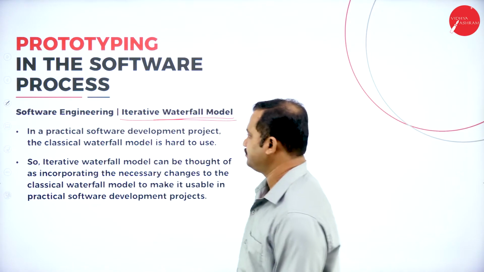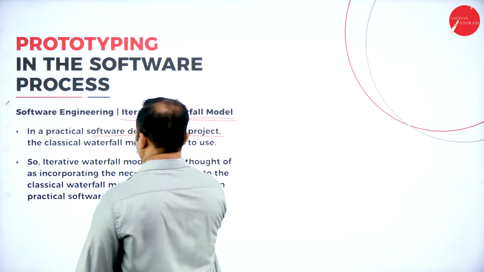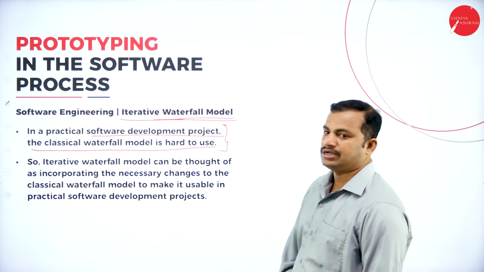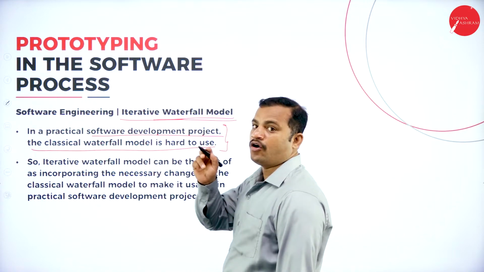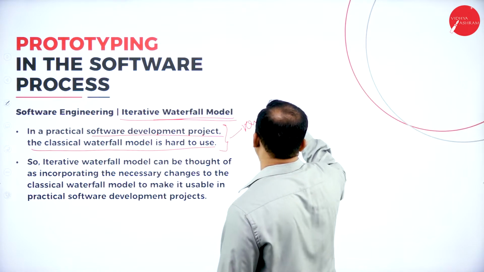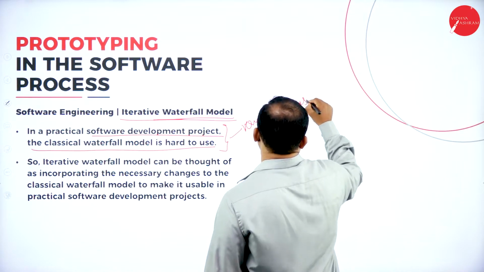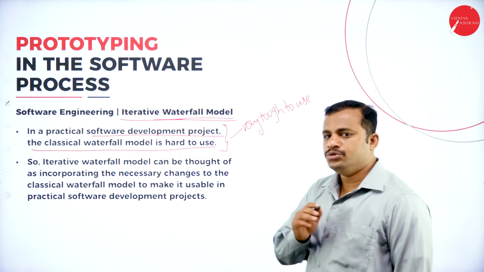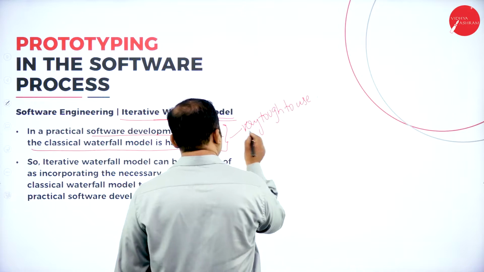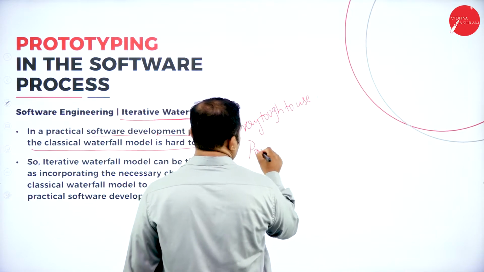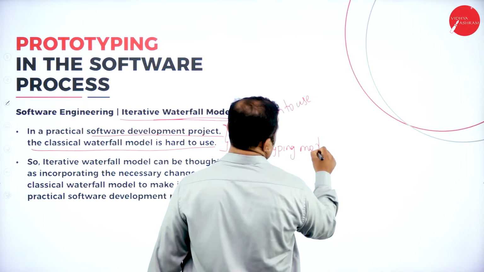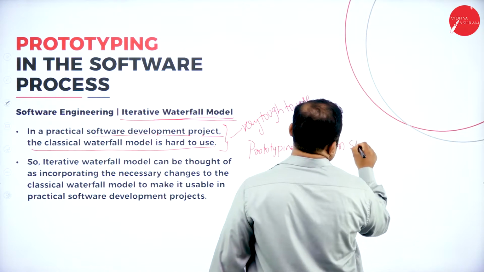So let me show you that. The software development project using a classical waterfall model is hard to use. That is, the classical model which I have already taught you in the previous session is very hard or very tough to use. So in order to make it useful, and to go back to the previous stage if there is any mistake in the previous phase, we have incorporated this prototyping model in SDLC.